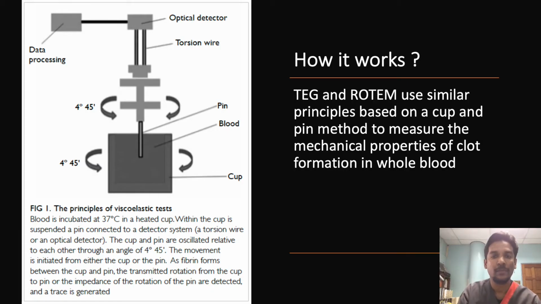How does it work? Both TEG and ROTEM use a similar principle based on a cup and pin method to measure the mechanical properties of clot formation in whole blood. First, the blood sample has to be placed into this cup. When the device is started, either the cup or the pin will start to rotate back and forth. As the blood starts to form clot or fibrin, there will be resistance to the movement of the pin or the cup. Or in other words, there will be impedance. This impedance will be translated into a tracing, which looks like this.